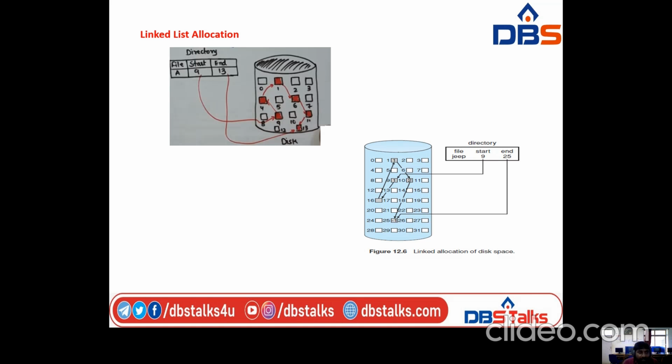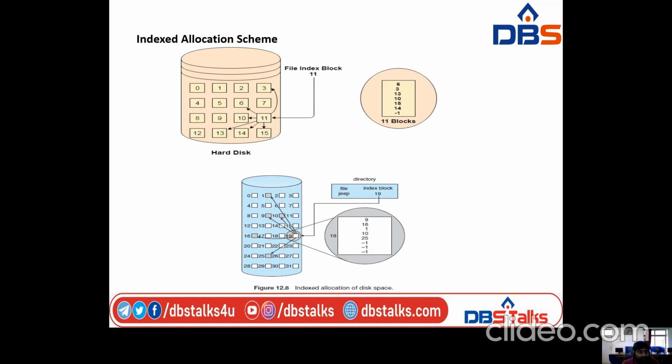Here also is the same kind of example. Here the file name is there, starting is 9, ending is 25. Between 9 and 25, the allocation may be different. There is no contiguous allocation. So here we only give the starting block and ending block in linked list. In this one also we have advantages as well as disadvantages.